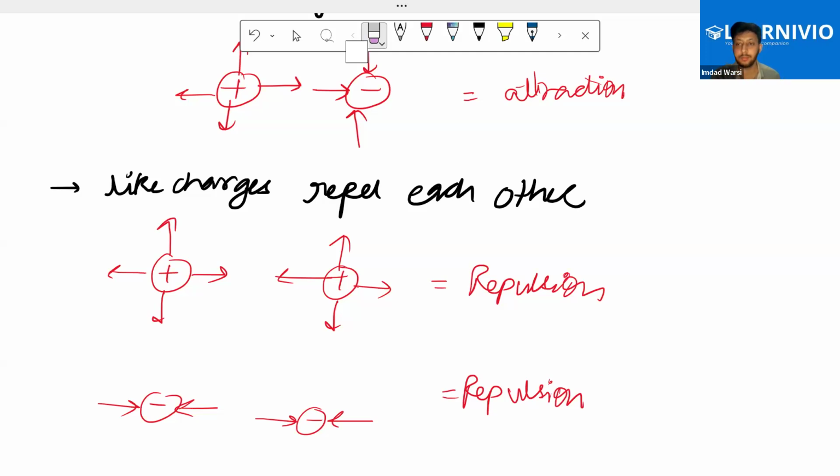And yes, sir. Should we move forward? Yes.